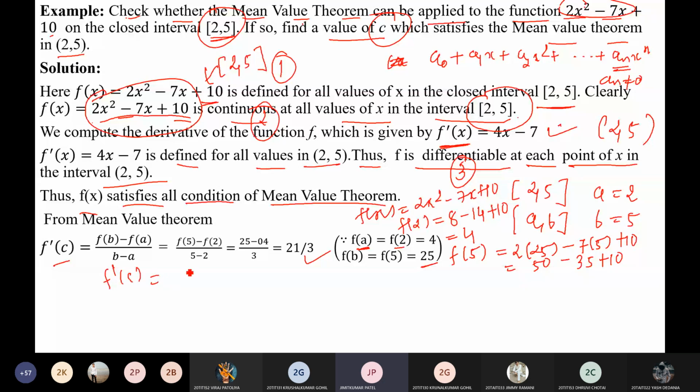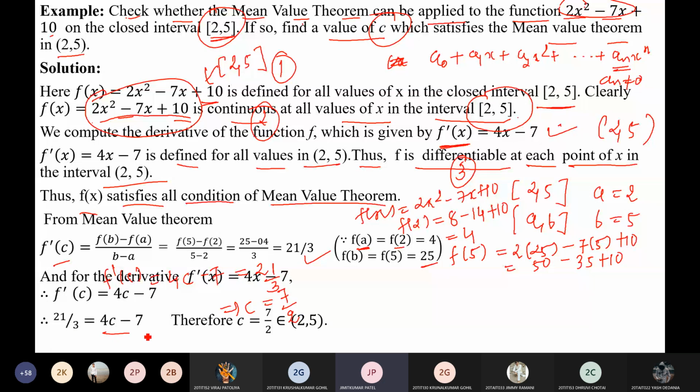Now what is my actual f dash c? If you find f dash c, where will it come from? f dash x is equal to 4x minus 7, so it becomes 4c minus 7. If you compare both these equations, we have 4c minus 7 equal to 21 by 3. So what is the value of c? Please inform me. 7 by 2. Very good. So you can verify here, f dash c is equal to 4c minus 7, 21 by 3 is equal to 4c minus 7. So my answer is c is equal to 7 by 2.